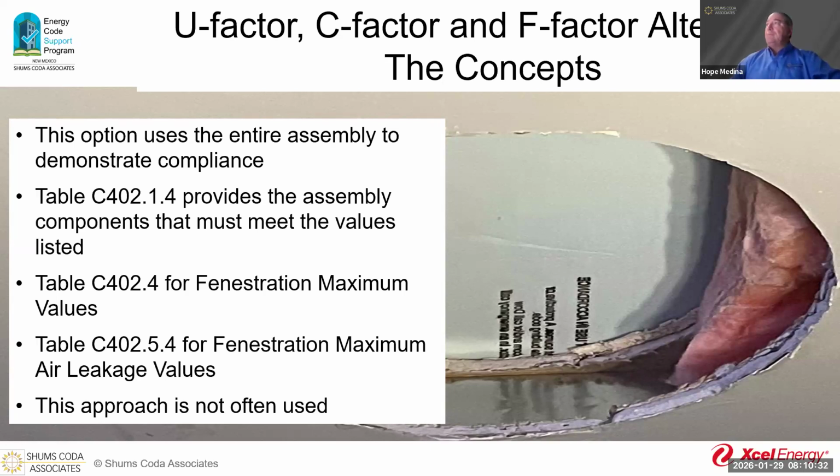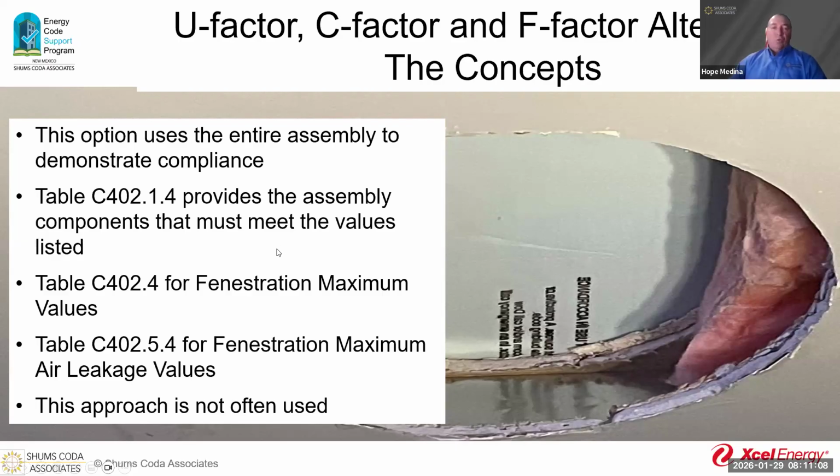All righty. With that, we're going to jump into the U factor, C factor, and F factor alternatives. This option uses the entire assembly mathematically. So we're going to put a value to each part of that assembly and what's happening with it, rather than just giving the assembly a lump sum R value. We have to have the components listed on there. We have to have our compliance with C402.4 and C402.5.4. This is again for our fenestration values and for our leakage.